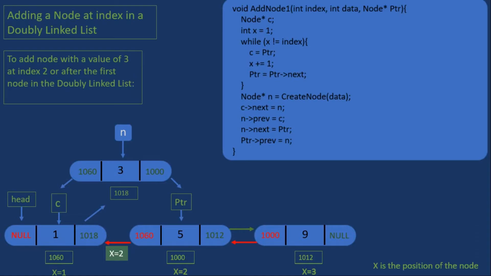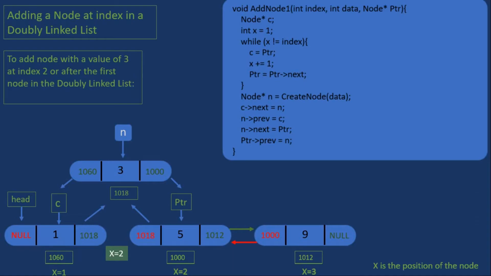Finally, we want to point the previous pointer of the node ptr is pointing at to the newly created node. And we are done, having the resulting linked list with the node 3 added at an index 2 or position 2.